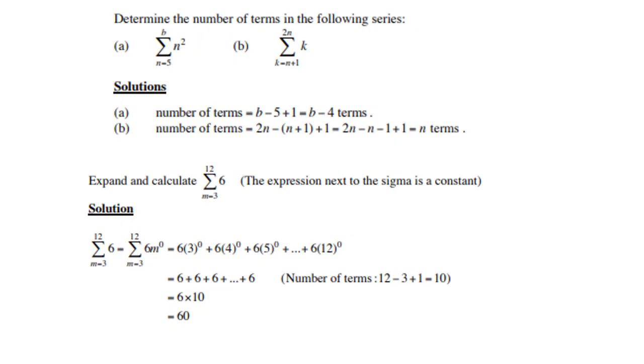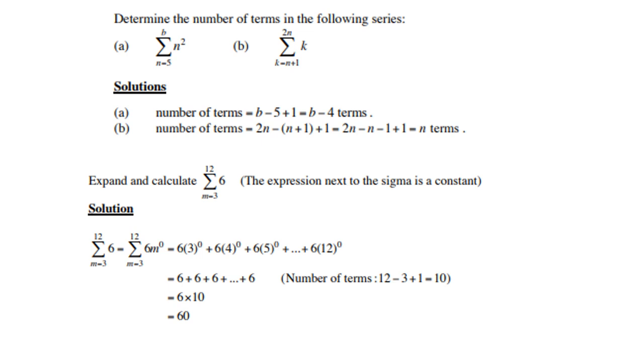Right, let's look at the following two examples. Determine the number of terms in the series. n squared, so n starts at 5 and ends at b. Now b is unknown, so we don't know how many terms. So the number of terms, remember the formula is top minus bottom plus 1. So it is b minus 5 plus 1, which is b minus 4 terms.